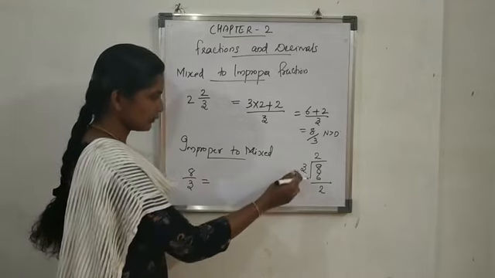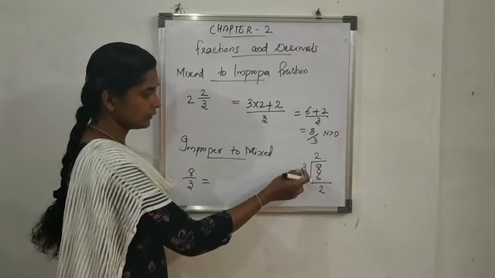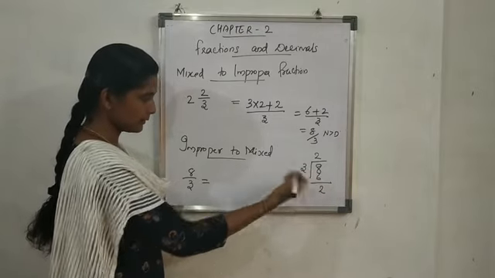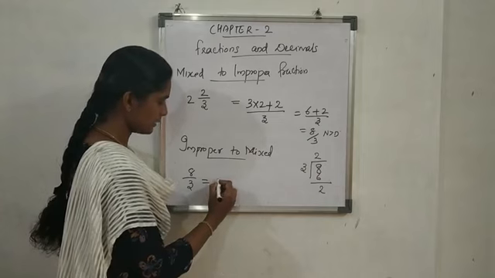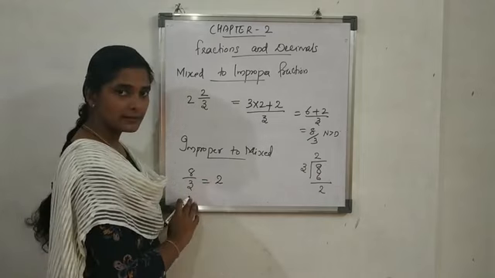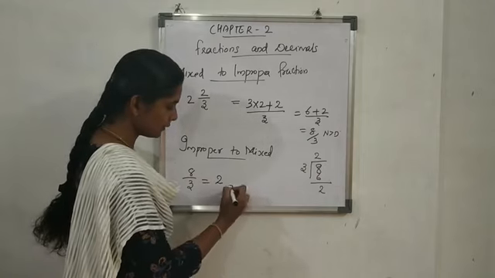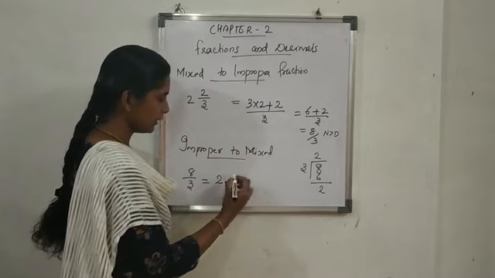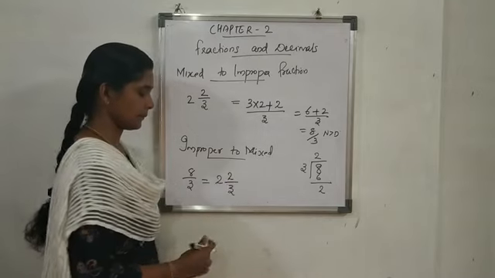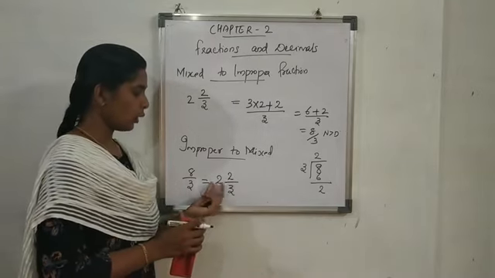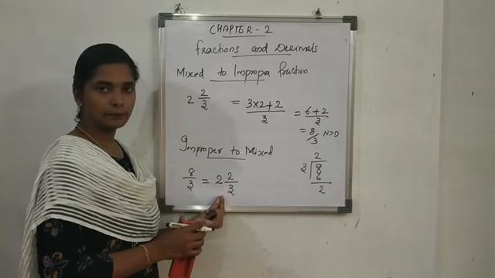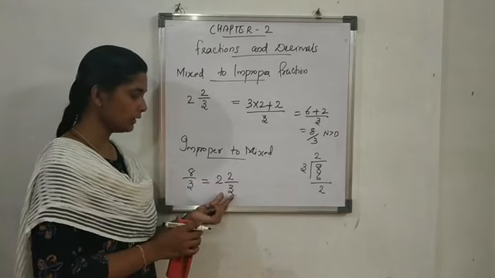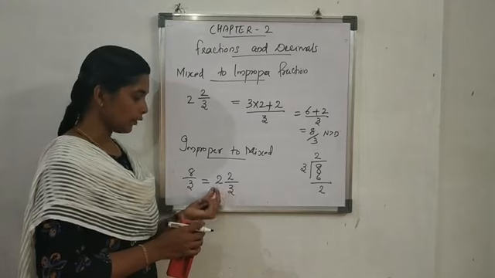So first we have to write the quotient, dividend, divisor, and the remainder, this 2. First we write this 2. Then the denominator is always 3 only. Then we write the remainder: 2 whole 2 upon 3. This is the mixed fraction.